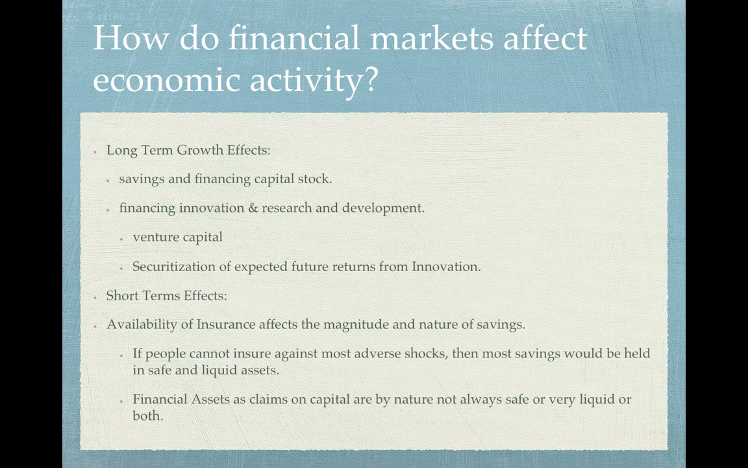So, how do financial markets affect economic activity? We know that they are intermediaries. We know that they bring savers and lenders together. We also know that they facilitate two important beneficial intertemporal exchanges, one which involves capital formation and one which doesn't. So, how can we think about the effect financial markets are having on aggregate economic activity? It turns out that we can distinguish between the long term growth effects of financial markets and short term effects of financial markets.